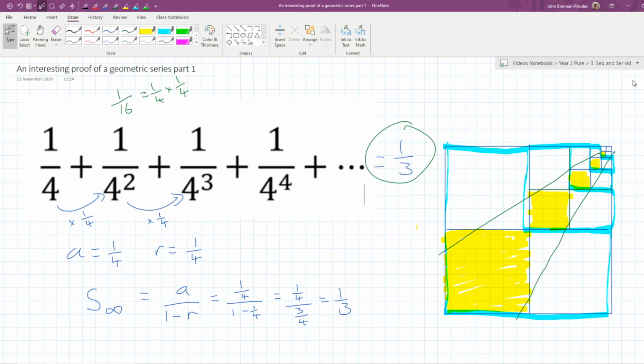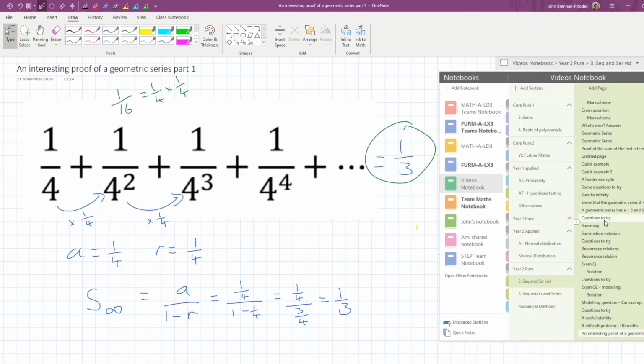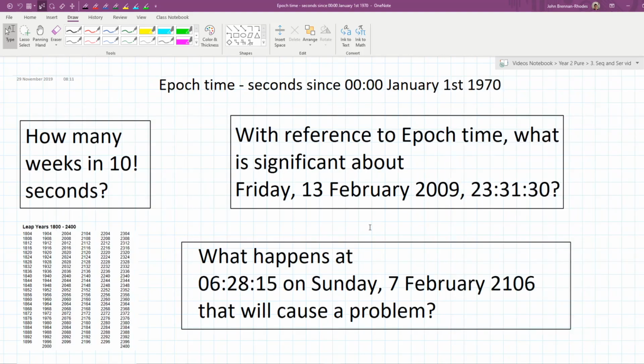Okay, that leaves me with just one last thing, a real challenge if you want to have a go at some really hard questions. Here are some challenges, and you can pause the video or take a screenshot. Can you work out any of these answers? You may have to look up on the internet about epoch time and what that is, but there are some really nice results on this. But don't worry about it. This is beyond A-level maths. If you don't fancy it, you don't fancy it. But yeah, here you go.